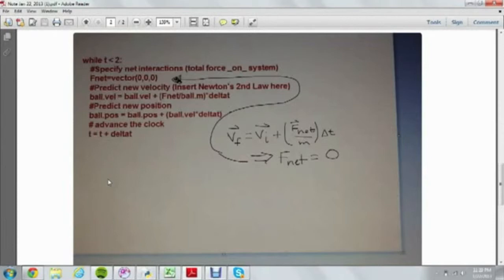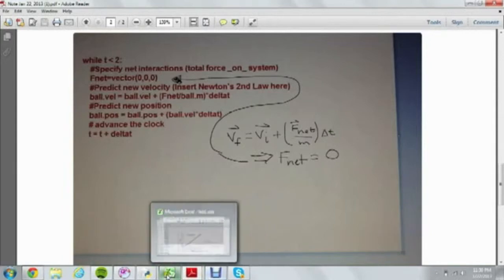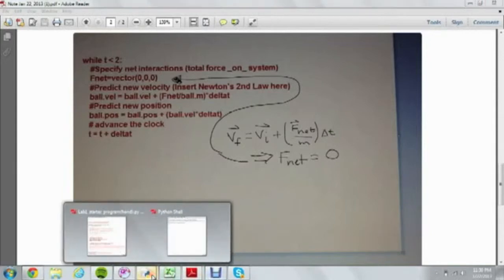Notice that the system mass doesn't come into play, because if the F net is 0, then the mass does not matter. This is a very good observation about the physics. The mass doesn't matter when the net force is 0. That's a good connection to make between the properties of the object and the motion of the object.